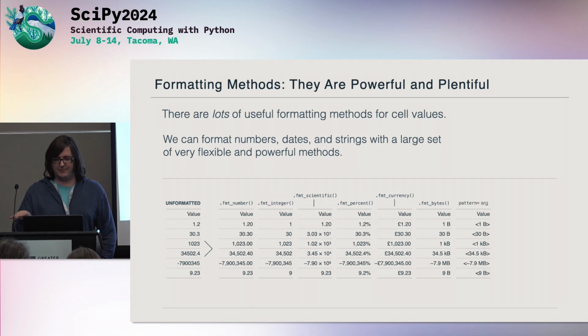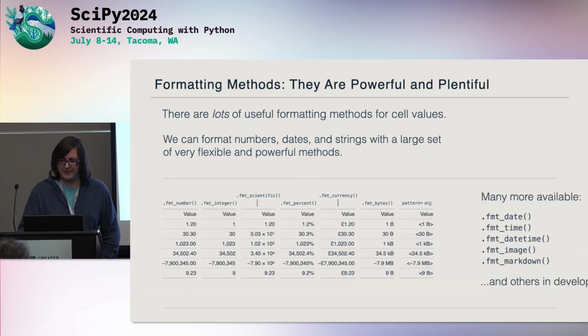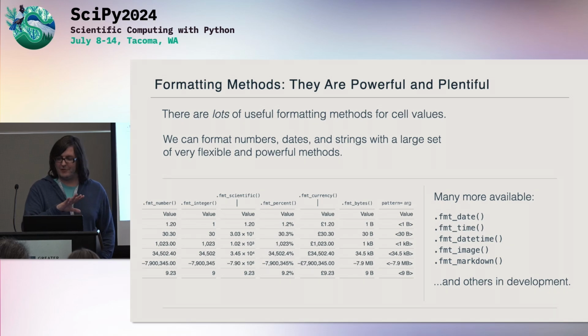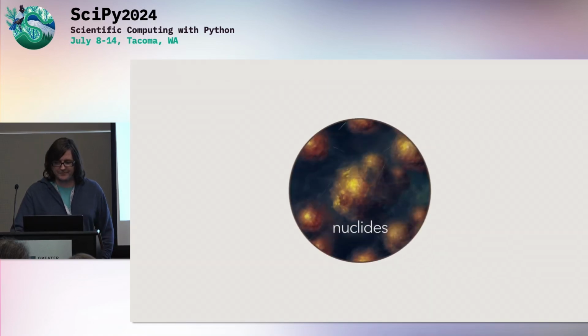And each of these methods has an argument called pattern. It lets you decorate the formatted values with any sort of literal text around those formatted values. Okay, we've got many more of those. I'm not showing you those, but we have more in development. Formatters are really cool. That's why we want to have it as a central feature of Great Tables.